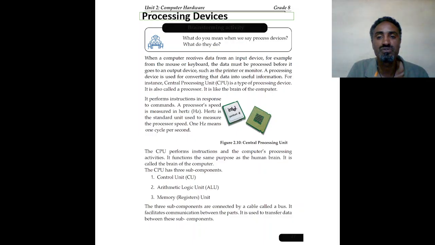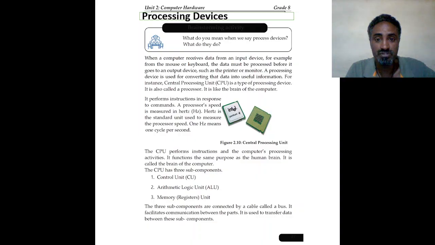How is the data converted into information? By using a processing device, it is possible to convert data into useful information. For instance, the central processing unit (CPU) is a type of processing device. It started in 1971. In the fourth generation of computers, they used microprocessors, and they got the name microcomputers. This computer type uses VLSI technology, very large scale integrated circuits, in short the CPU.